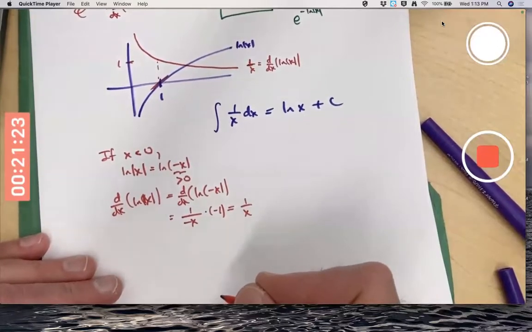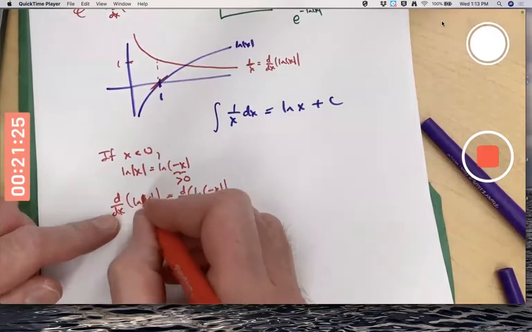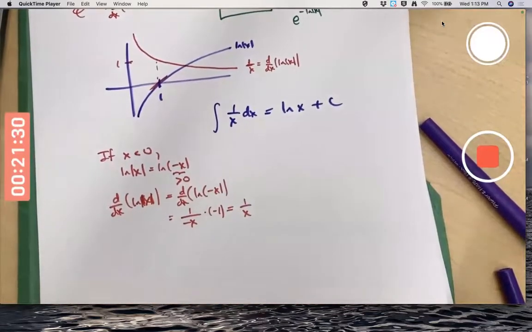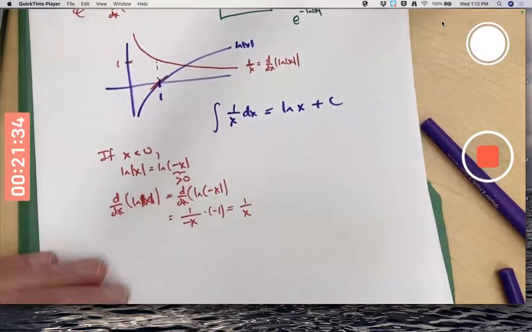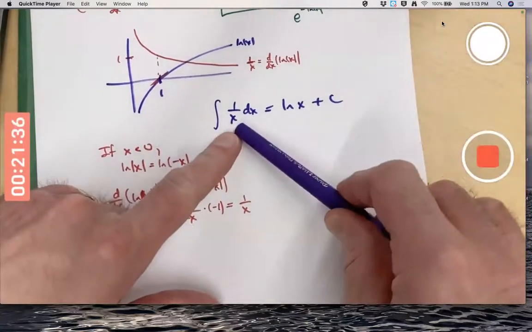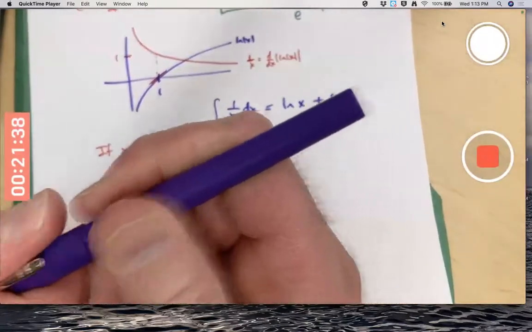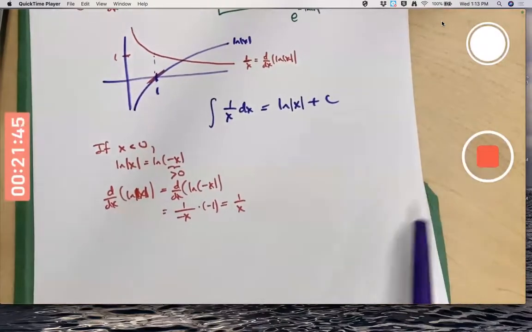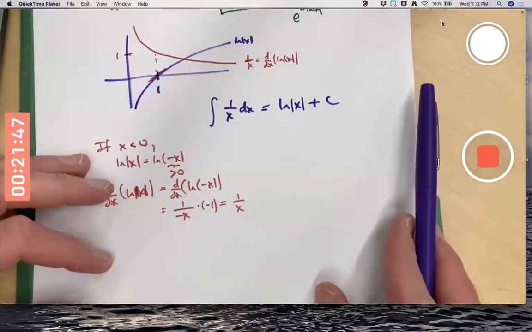In other words, really, the derivative of the natural log of the absolute value of x is always equal to 1 over x as long as x is not 0. So because of that, and because this function can be defined when x is negative, you put absolute value signs around the x here. And that is worth knowing, and it's sometimes helpful. Sometimes you need that fact in calculus 2.